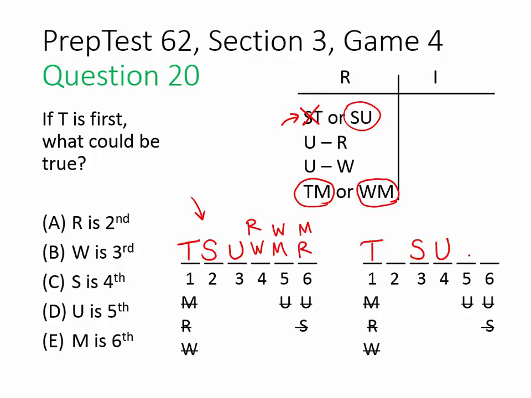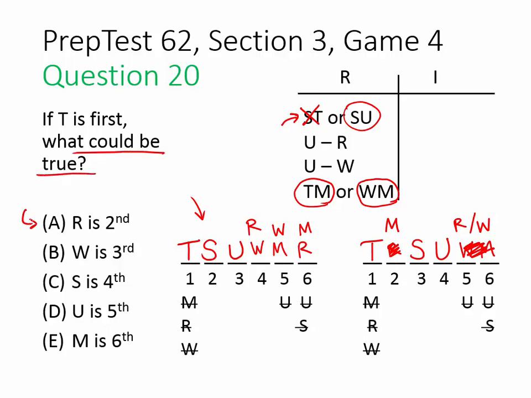We can have WM here, but if we put WM there, it forces R into a place that is earlier than U. That's not okay. So what that tells us is that we have to have TM, and then we have R and W interchangeably in our last two spaces.